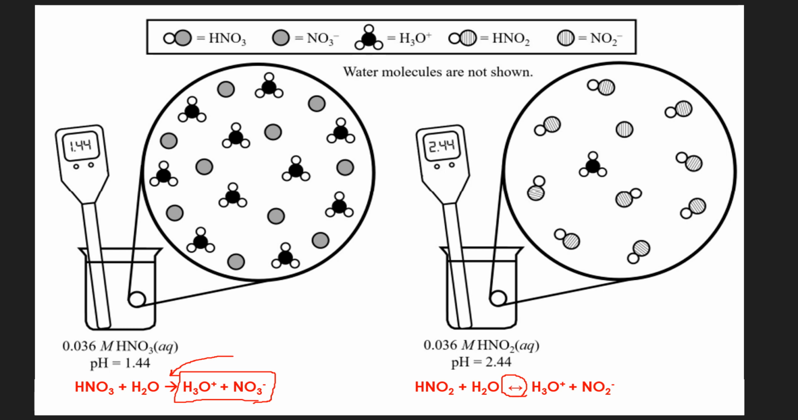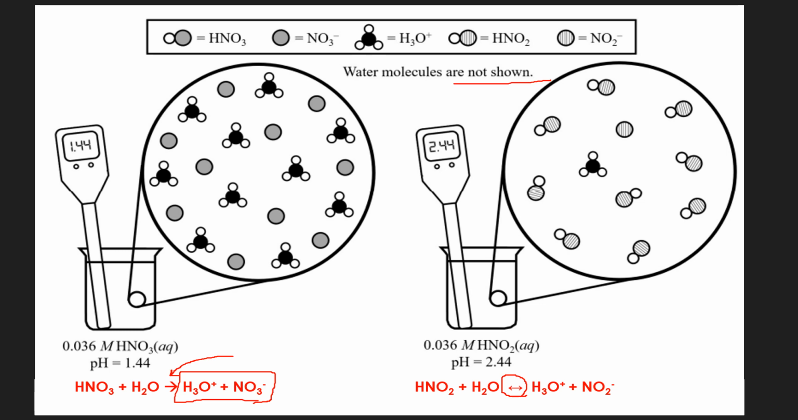They don't show the water molecules. The water molecules are not shown, okay? But we've got some hydronium, in this case, 1 out of 10 molecules is hydronium, and some nitrite, NO2 minus. Again, 1 out of 10 molecules becomes that. So that's our difference here.